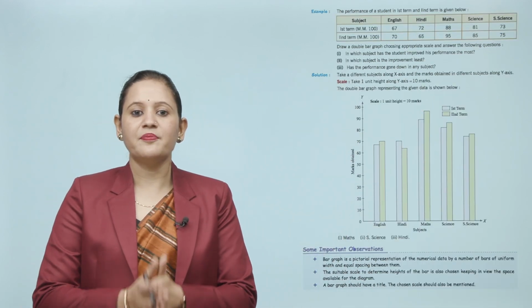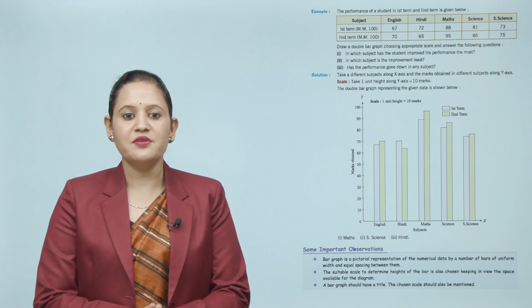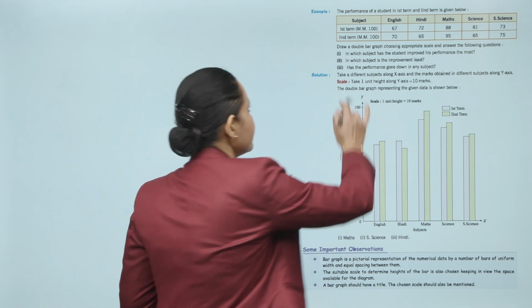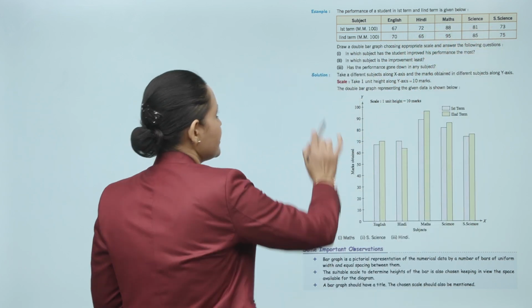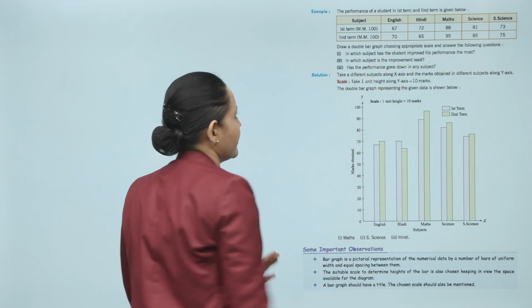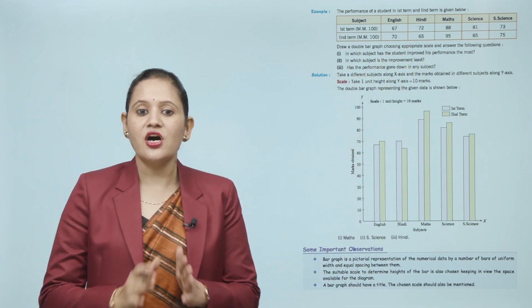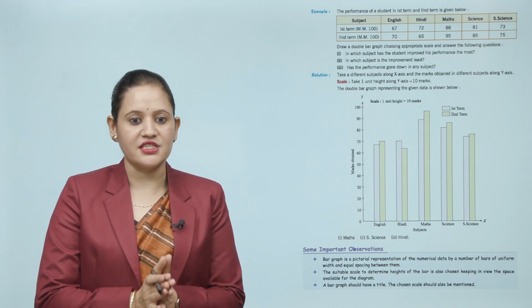Take an example: the performance of a student in first term and second term is given below. Subjects: English, Hindi, Math, Science and Social Science. फर्स्ट टर्म की परफॉर्मेंस है और ये सेकेंड टर्म की परफॉर्मेंस. अलग अलग मार्क्स दे रखे हैं. Now draw a double bar graph choosing an appropriate scale and answer the following questions.